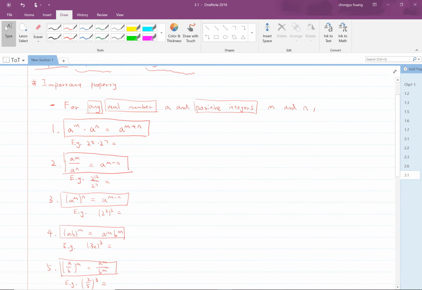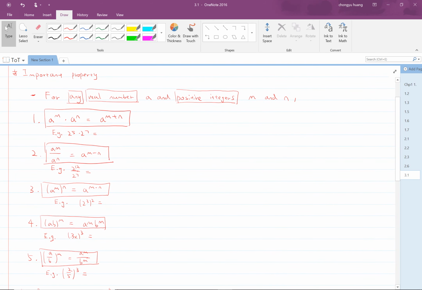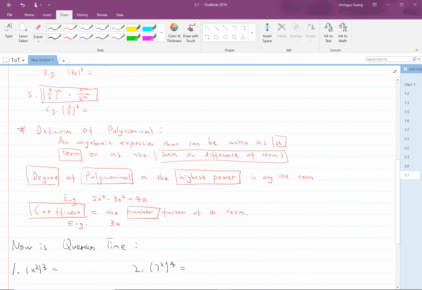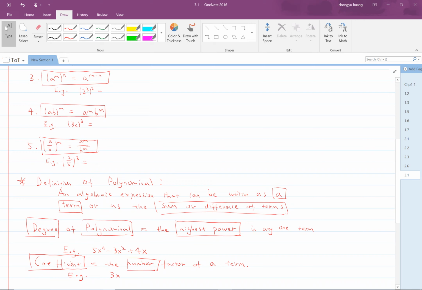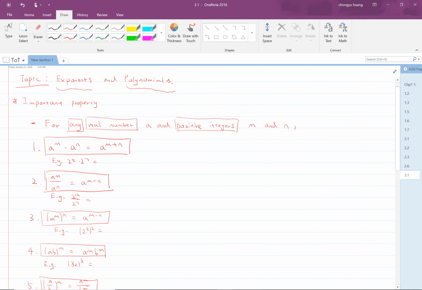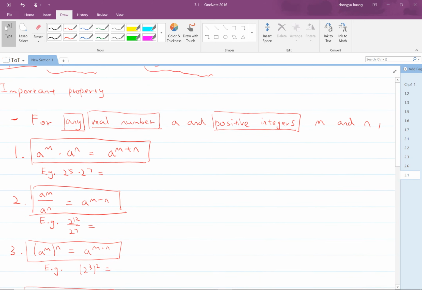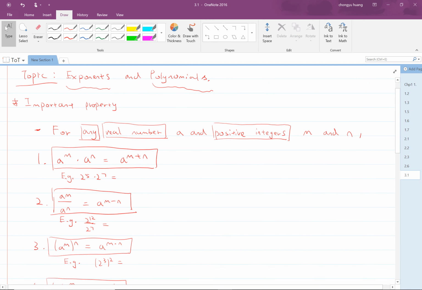We also have some really important definitions in order for us to get a better understanding of what exponents and polynomials are. So let's get started with the important properties first. You need to know them, and you also need to know how to apply them. Okay, let's get started.